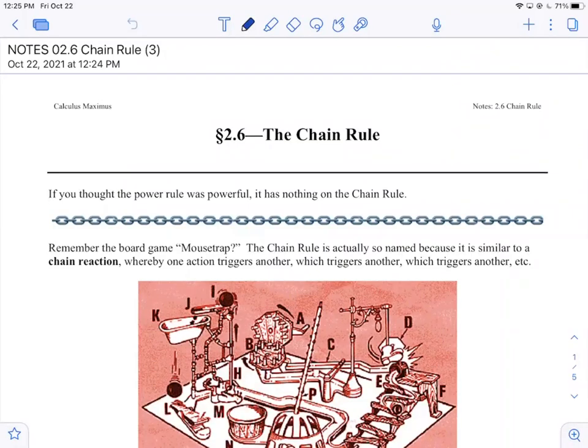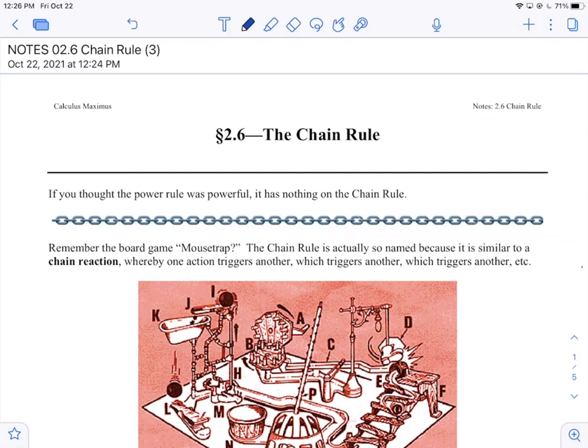Okay, so like I said, you are really going to like this rule because it makes all the other rules better. It's called the chain rule. So much like a chain, it is a very powerful rule.